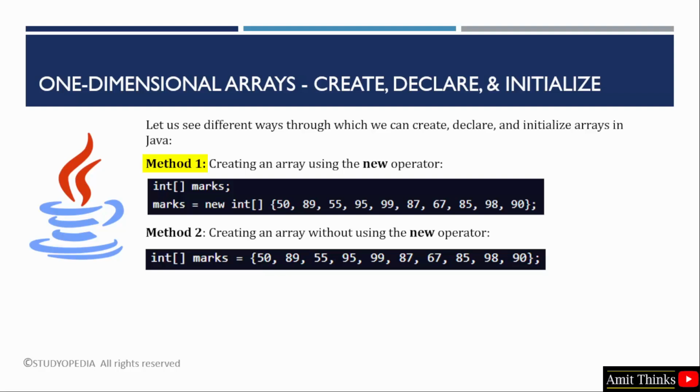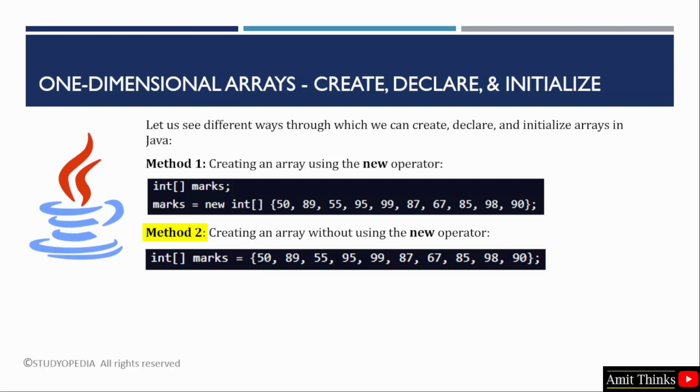Why? Because we are initializing it in a single line, so we do not need to mention the size. So in method 1 we are using the new operator. First we have declared the integer array in the first line. Then using new, we have added 10 values to the marks like this. So we have also initialized an array. Now let us go to the second method in which we have created, declared and initialized in the same line. Just declare the array and after the equal sign just mention the values of the array. So we have 10 elements in the array now. In method 1 also we have 10 elements, but in method 1 we are using the new operator.